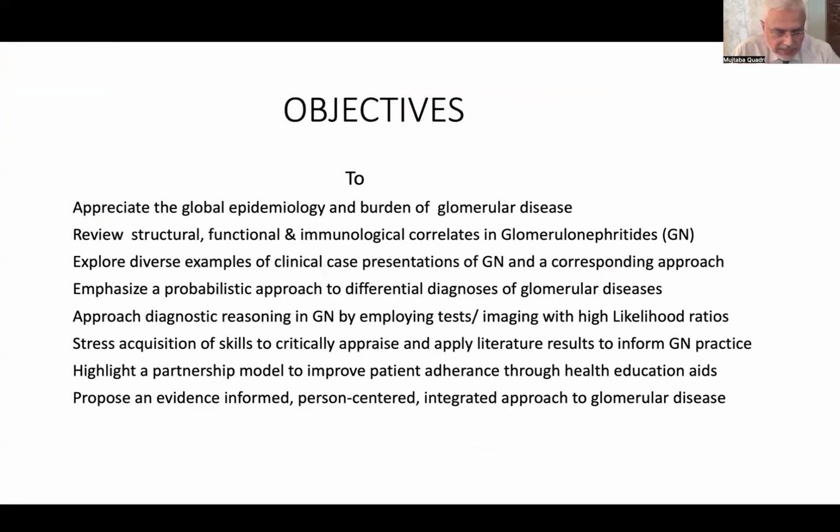So, today's job would be for us to appreciate the global epidemiology and burden of glomerular disease and review the structural, functional, immunological correlates necessary for an understanding of glomerulonephritides, explore diverse examples with clinical case presentations of GN, and try to emphasize a probabilistic approach to differential diagnosis of glomerular disease, approach diagnostic reasoning by employing tests or imaging with high likelihood ratios, stress acquisition of skills to critically appraise and apply literature results to inform GN practice, and highlight a partnership model to provide evidence-informed integrated care for glomerular disease.